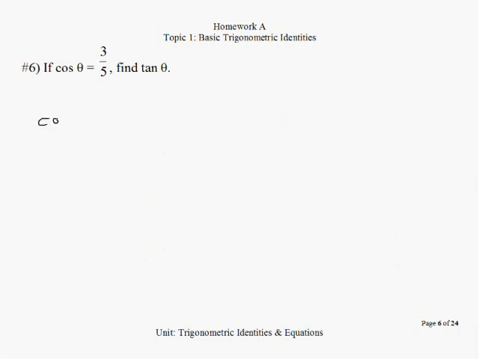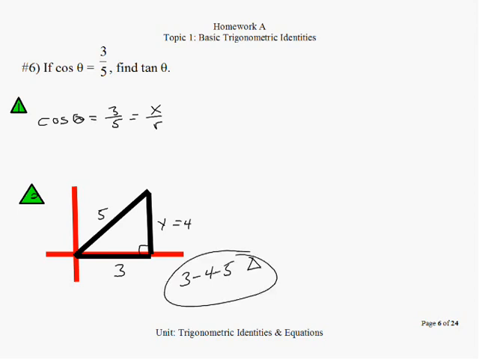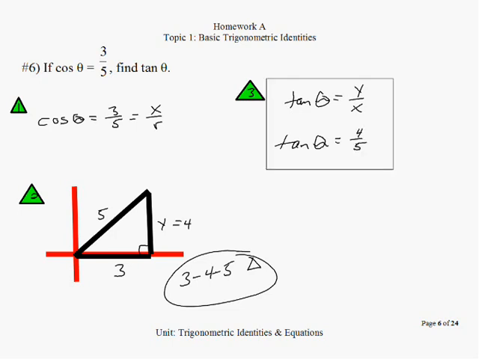Number 6, cosine of theta is 3/5. So x is 3 and r is 5. Using the Pythagorean triples, that makes y have to be 4. This is a 3, 4, 5 special right triangle. If you want to use the Pythagorean theorem and figure that out, you can, but you're going to figure out that it's 4. Tangent of theta is y over x. So tangent of theta is 4/5.